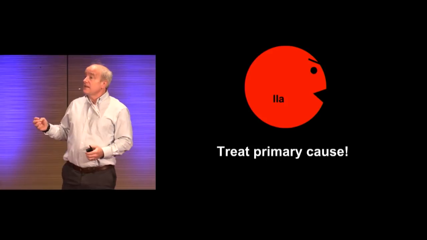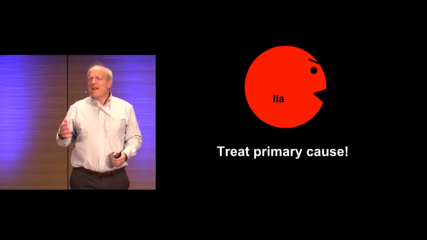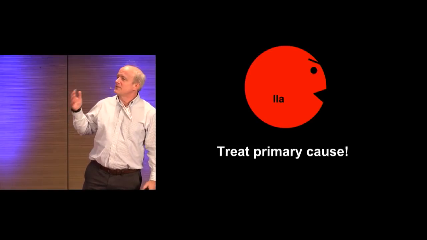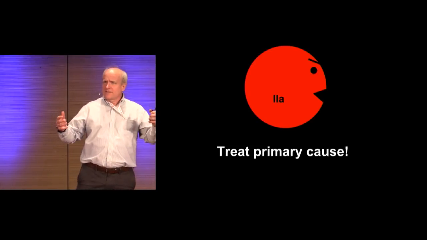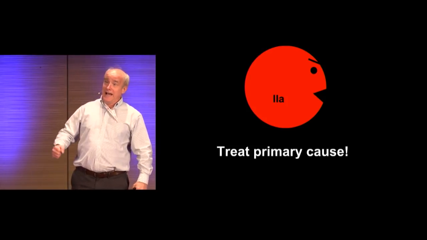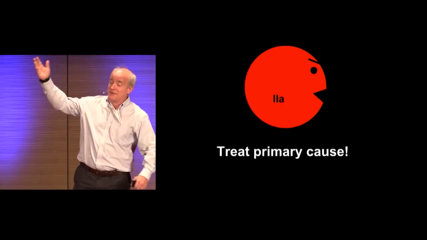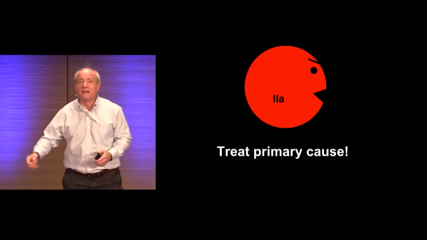So DIC, that's pretty simple. Treat the primary cause. I always think that's like the worst advice you could possibly give to somebody. You know, Scott asked me, Tom, I got this guy with sepsis. How do I treat his DIC? And I'm like, I would give him antibiotics. Oh, I never thought of that. Boy, oh gosh, you're such a genius. I want you to go away.